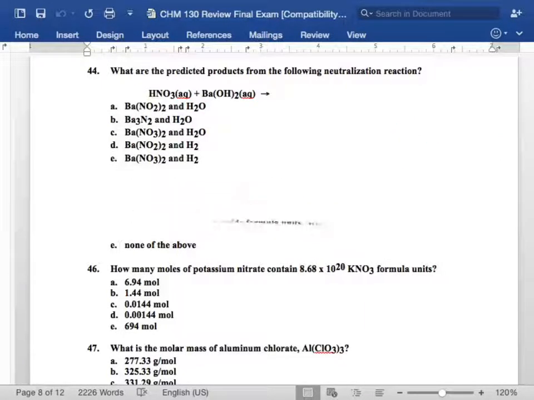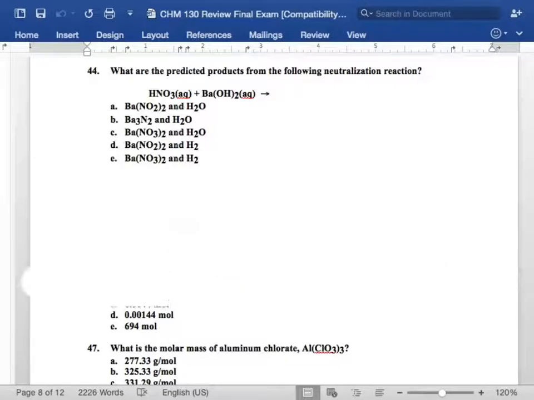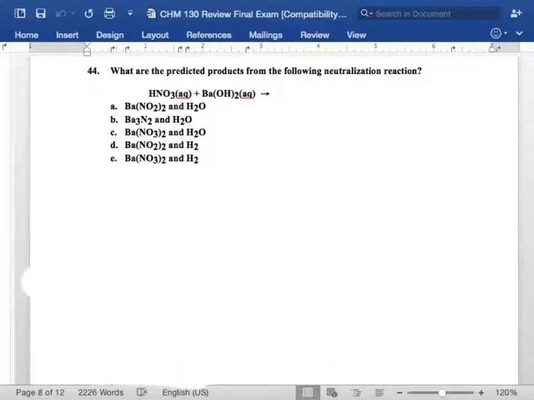So 44, what are the predicted products from neutralization reactions? Which brings up a good point as far as studying goes. You can look at this and say, oh, I totally know neutralization, I know how to balance this. Just because you know how to balance neutralization doesn't mean that's what you're going to see on the test. What you'd see on the test is predict the products from a reaction that you're required to be able to predict the products from. Neutralization happens to be one of those.